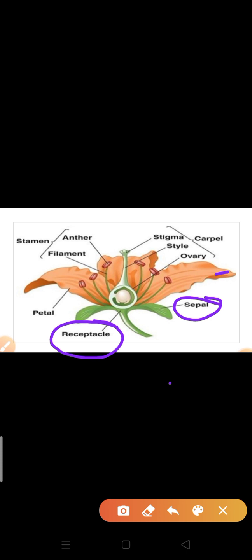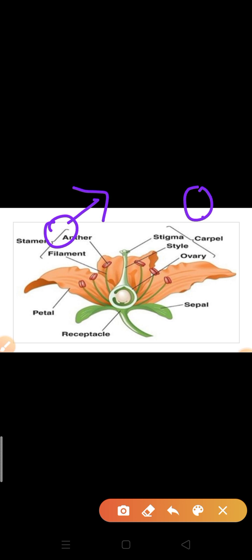Clear? But what is the reproductive part of a flower? That is the stamen and the carpel. The stamen, as I told you, is the male part, and the carpel is the female part. In the stamen, from the name it is clear that it has a little stalk. You can see the structure here. This part is known as the filament, and the pollen grain bearing part is known as the anther. The filament is sterile in nature, but the anther is fertile in nature.